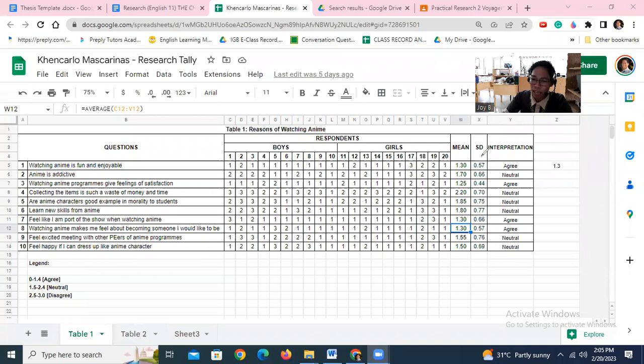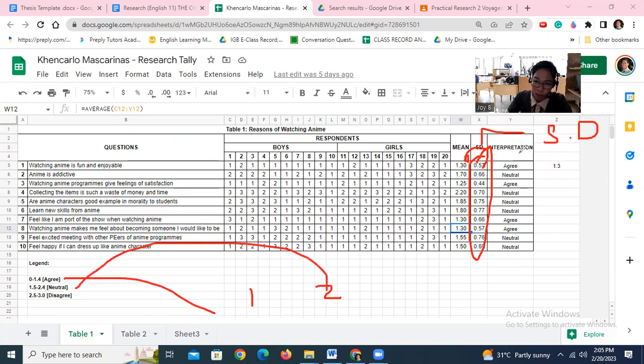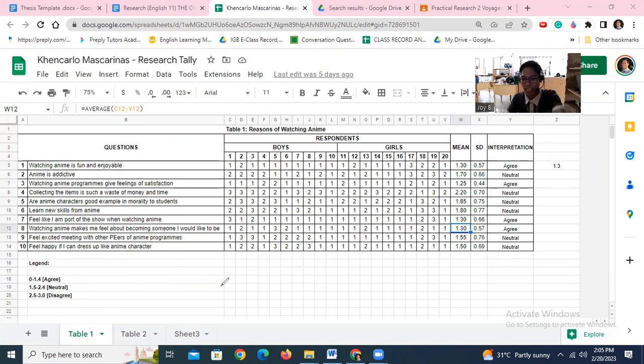Okay, sa SD naman, don't worry with this part. Kasi pag sinabing SD, it talks about standard deviation. Kapag sinabing standard deviation, gaano kalayo ang answer nila sa mean. For example, watching anime is fun and enjoyable. Ang answer ko is 1. Then ang answer ng karamihan is 2. Pag sinabi 1 is agree, ang answer ng karamihan is 2. So, the purpose ng standard deviation is to check how far you are from the mean. Okay, so again, gaano ka kalayo sa answer ng karamihan. Yun yung purpose. But don't worry with the SD because the main point here is the mean and the interpretation.